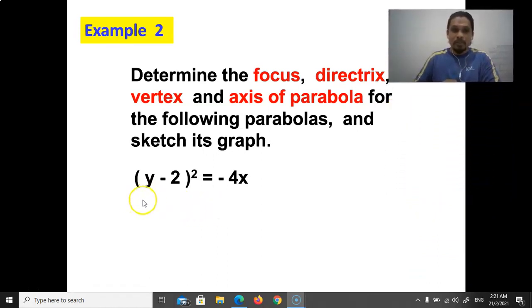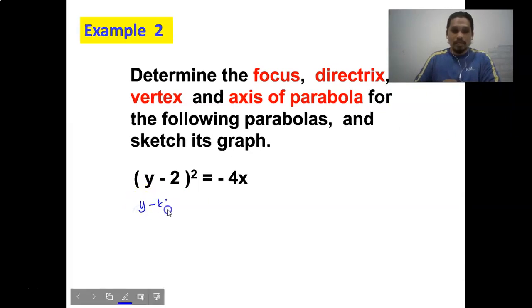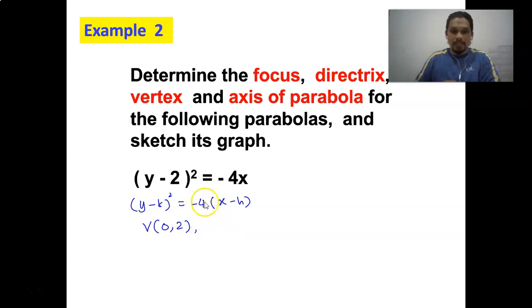So then we compare with the equation of a parabola in the standard form, (y minus k) squared equals negative 4 times (x minus h). According to this, the vertex is k equal to 2, which is y, and h equal to 0, so the vertex is (0, 2). Negative 4 compared with 4p, then p equals negative 4 divided by 4, which is negative 1, which is less than 0.